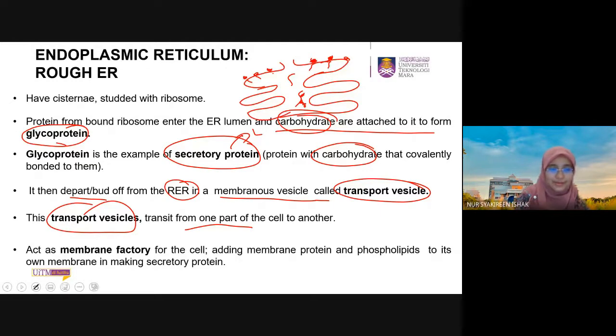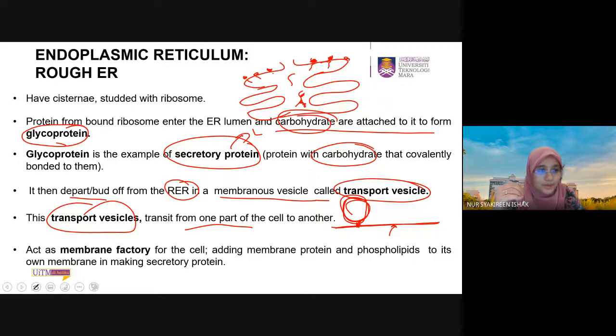It has a track. The movement of the vesicle uses a track which is provided by the microtubule. It will attach using proteins, which we will look at later. It is like a railway for the vesicle to move, for example from the rough ER to the Golgi apparatus.